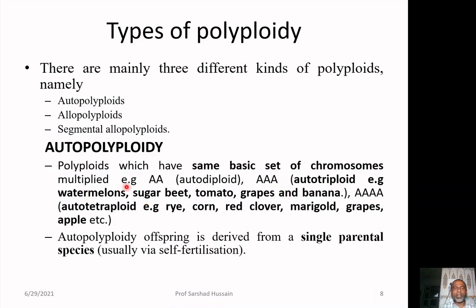Watermelon, sugar beet, tomato, grapes, banana, all these are autotriploids. And if another same set of chromosomes, that is A, is added to it, it will become autotetraploid. Rye, corn, red clover, marigold, grapes, apples, etc., are basically autotetraploid. Autopolyploidy offspring is derived from a single parental species. So, a single parent species, that means the same species, is adding the same set of chromosomes. So, autopolyploidy is achieved.